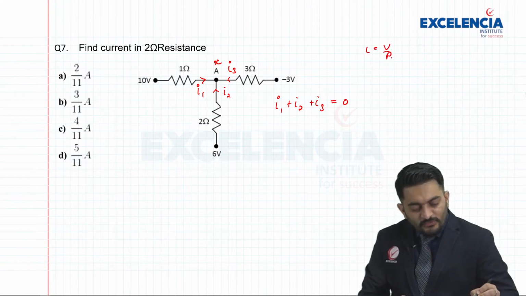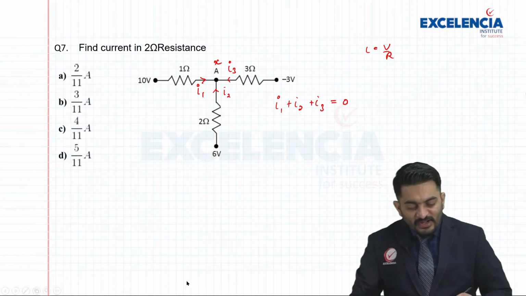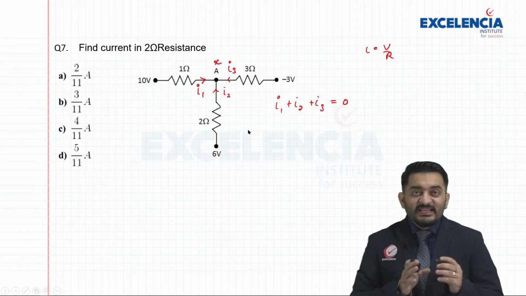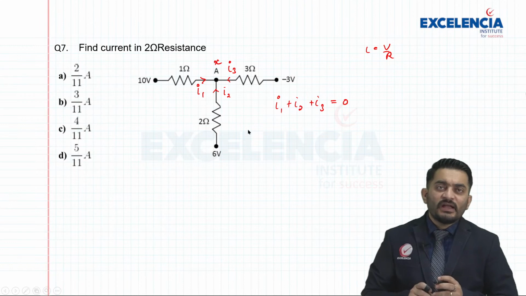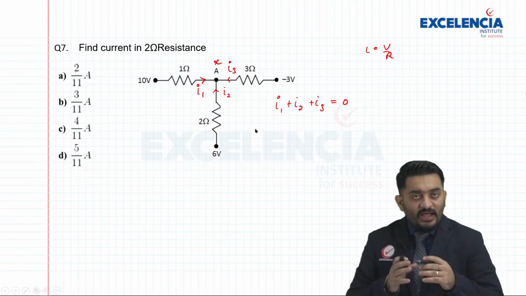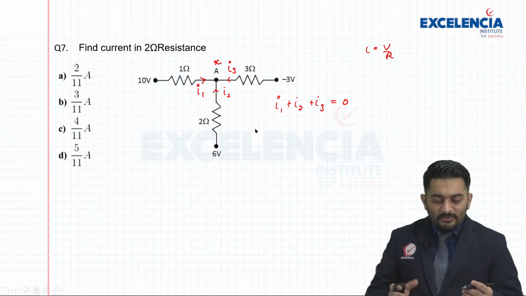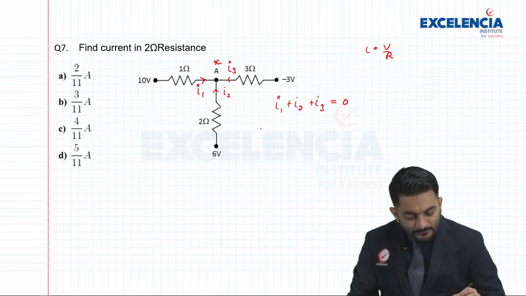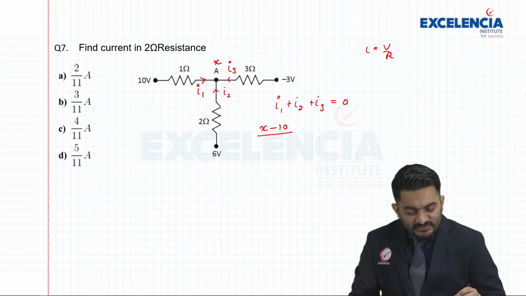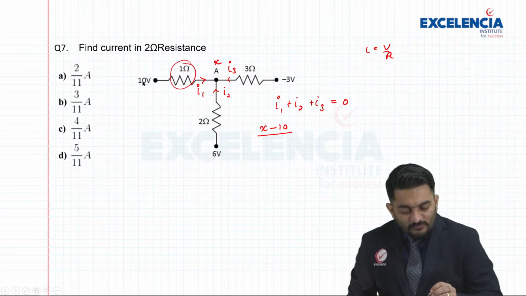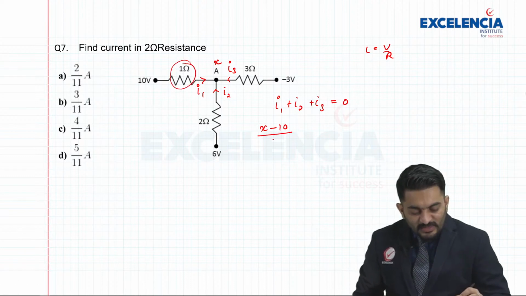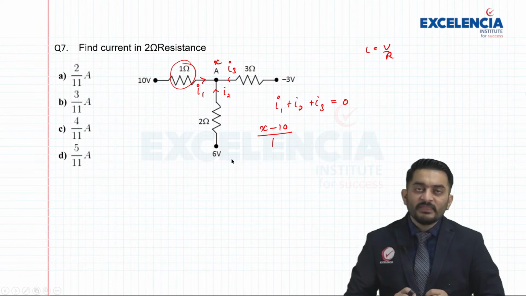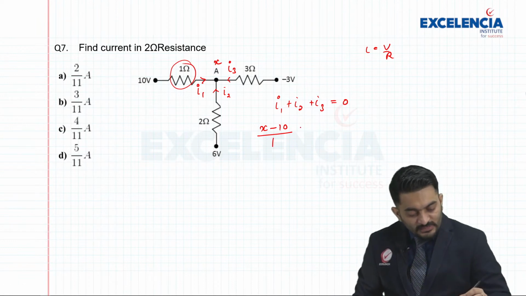And when I see the formula, the current should be V over R. So I'm going to write the value of I1. X is the value which I am considering at high potential, and I don't know what it is exactly, but we will calculate it. So I say X minus 10 is the potential difference for the 1 ohm resistor, X minus 10 divided by R. This is my first value for I1.